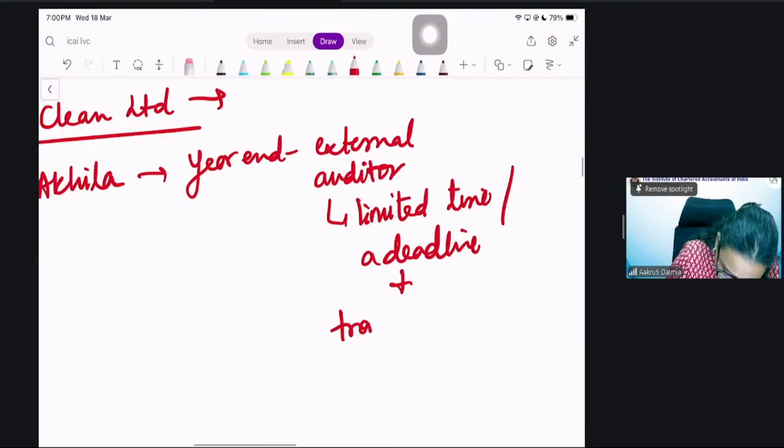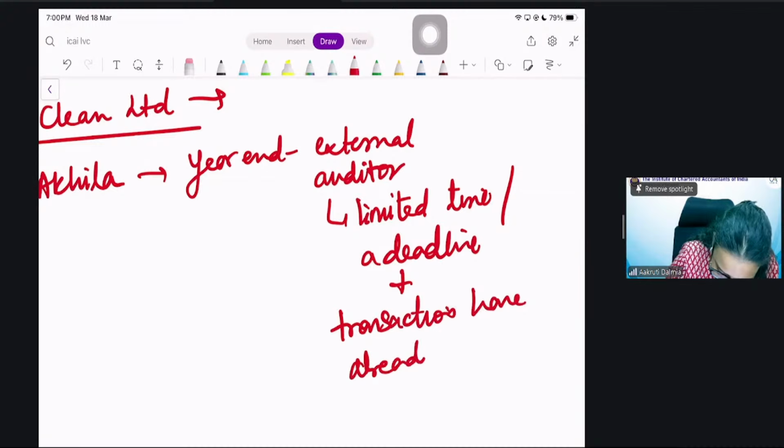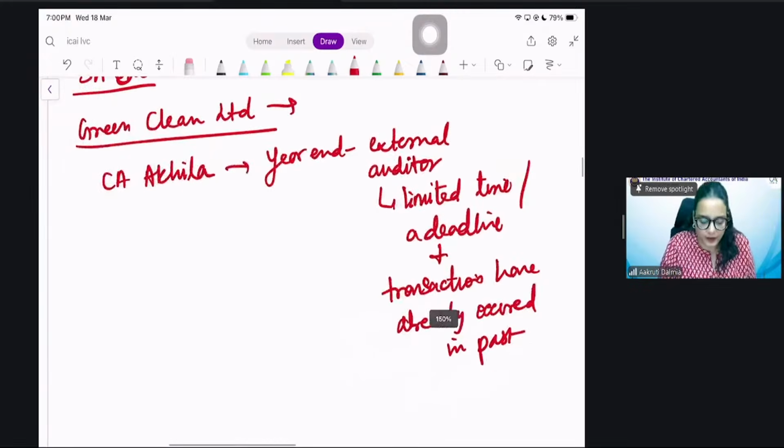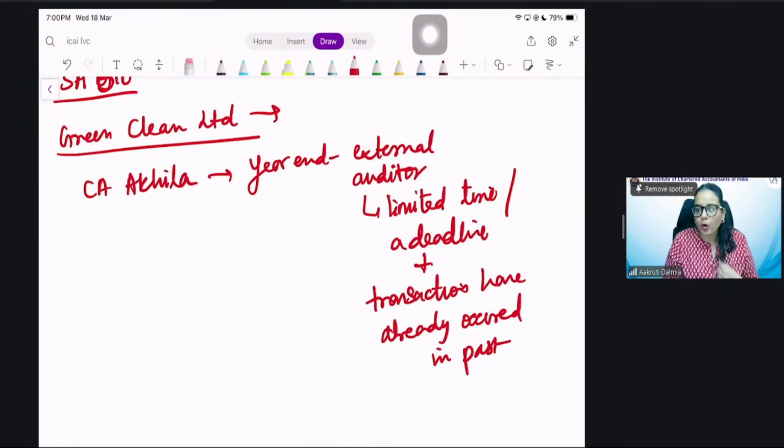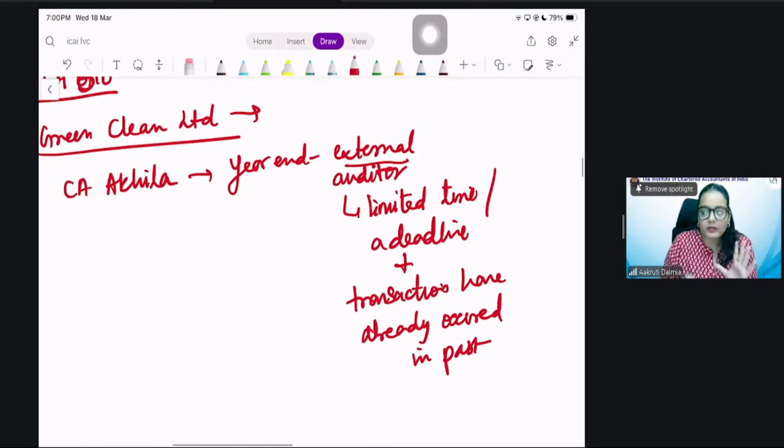plus transactions have already occurred in the past. So what is the situation Akhila is facing? That she has been appointed auditor of Green Clean Limited. She's a year-end auditor. She's an external auditor, an independent auditor who will make the audit report and give the audit opinion. But the two main things with Akhila are that she is facing limited time. She has to complete the work by a deadline by which the audit report has to be submitted to the registrar of companies and also the tax audit to the income tax department. Plus the transactions that she is checking have already happened in the past.